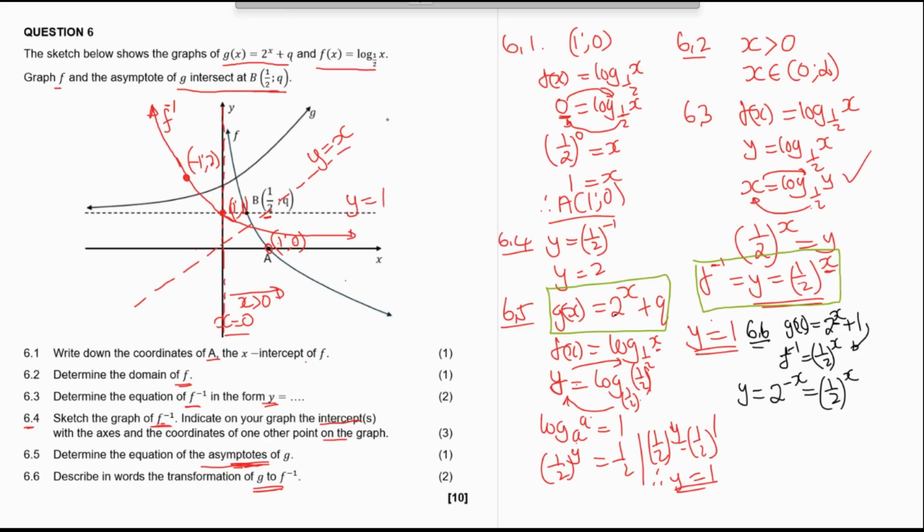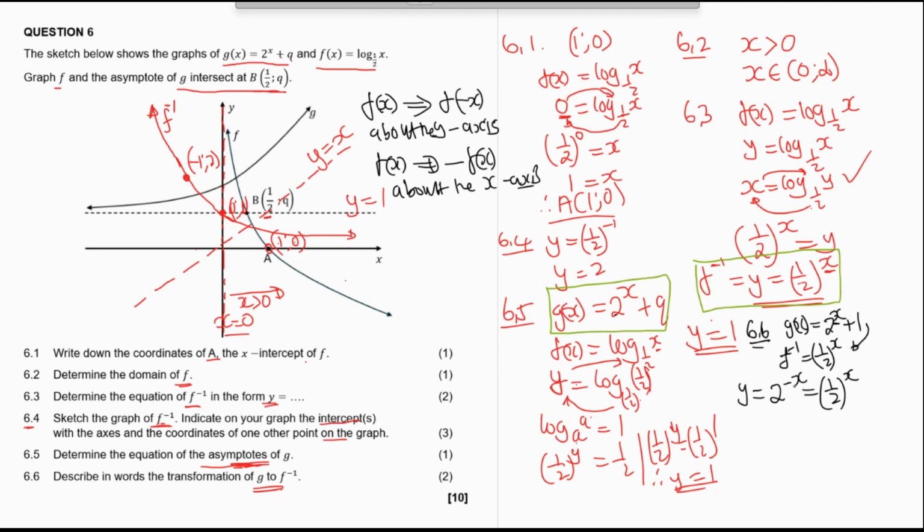Just remember this. Let me write here. If f of x becomes f of negative x, in this case x has been replaced by negative x, it's a reflection about the y-axis. And then if f of x becomes negative f of x, it's a reflection about the x-axis. You see that?